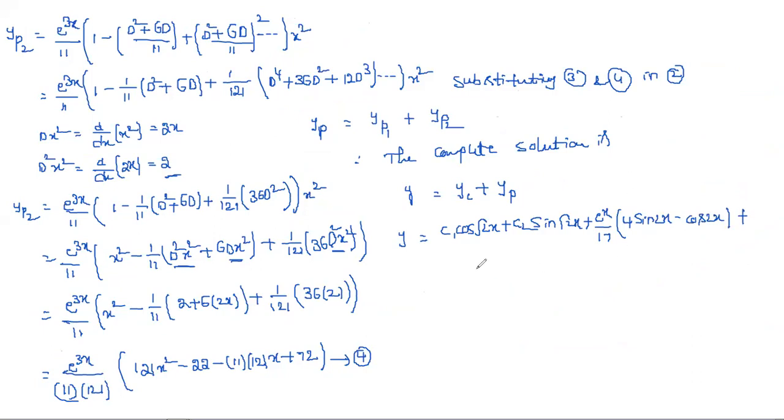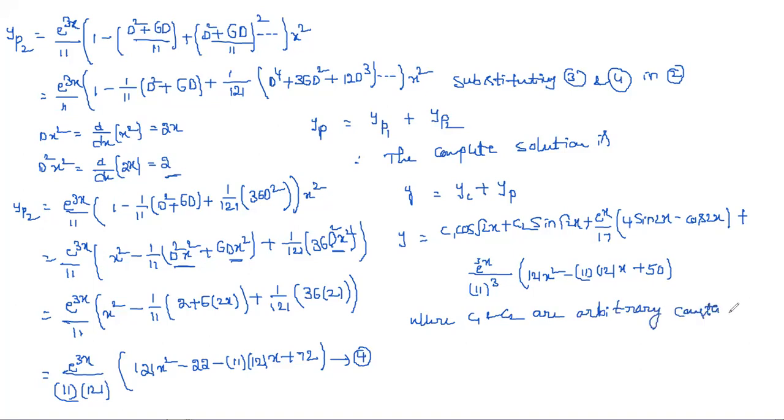Plus yp2 is nothing but e power 3x by 11 into 121, that is 11 cube, into 121 x square minus 11 into 12x plus 72 minus 22, that is nothing but 50, where c1 and c2 are arbitrary constants.